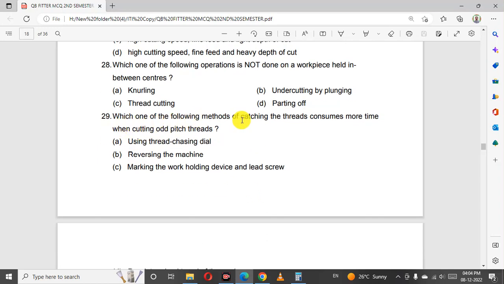Which one of the following methods to catch the thread consumes more time when cutting odd pitch threads? Reversing the machine.